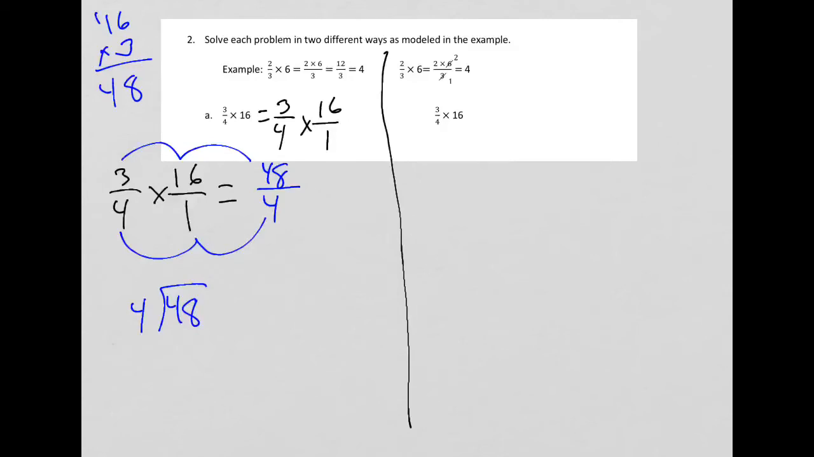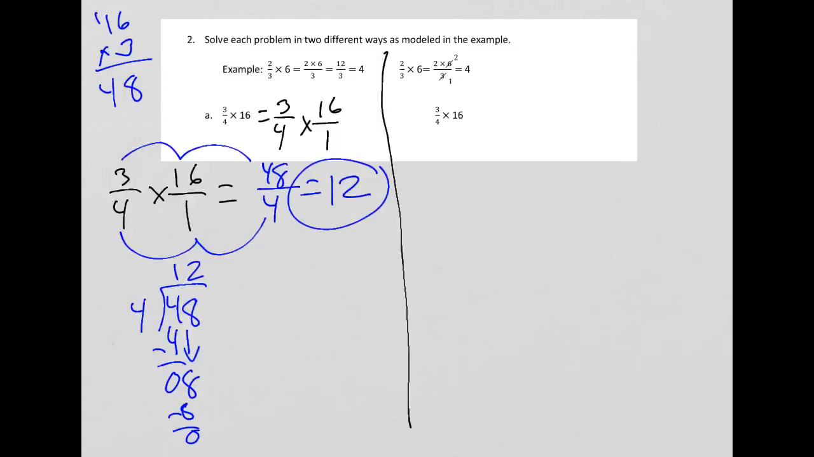So 4 goes into 48, 12 times it looks like. So 48/4 is equal to 12, so my final answer here is 12. 3/4 of 16 is 12.